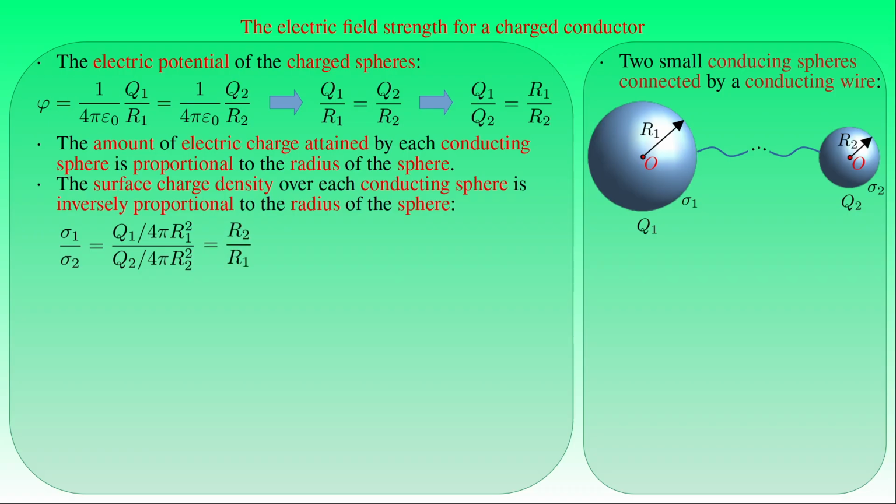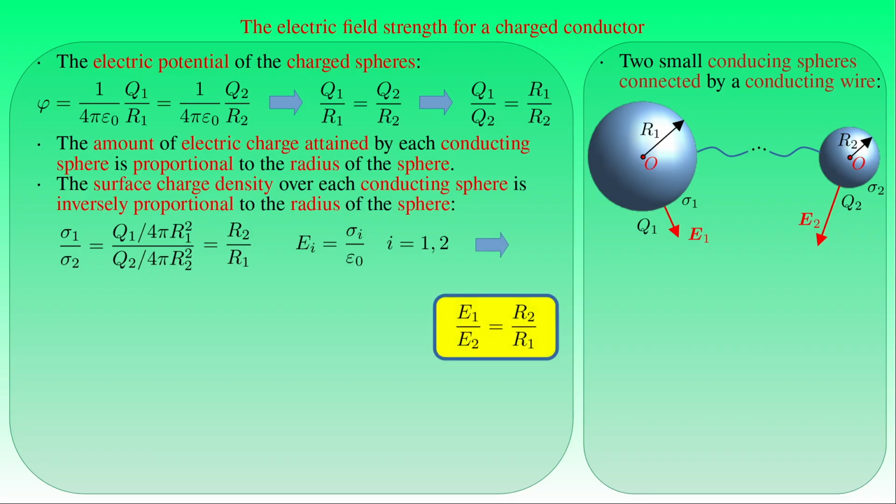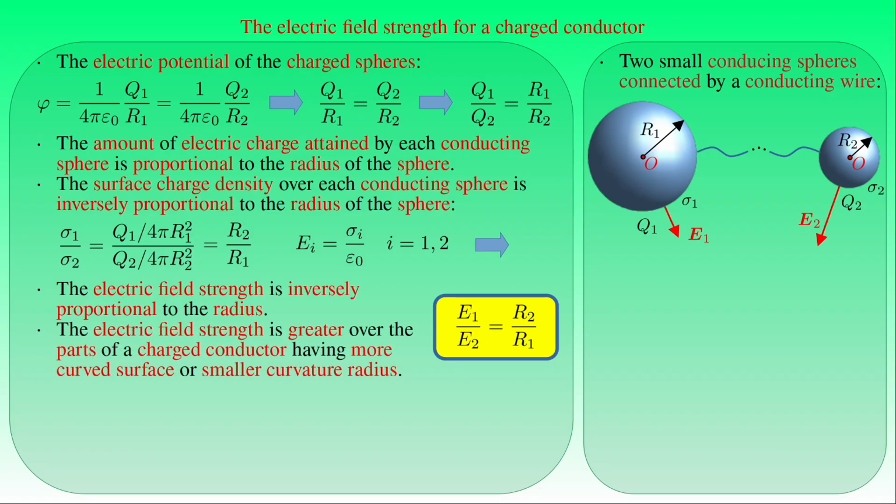Since the magnitude of the electric field strength produced by a charged conducting surface is equal to the surface charge density over the surface divided by epsilon naught, we conclude that the magnitude of the electric field strength E sub 1 for the first sphere divided by the magnitude of the electric field strength E sub 2 for the second sphere is equal to the ratio of the radius r sub 2 of the second sphere to the radius r sub 1 of the first sphere. In other words, the electric field strength is inversely proportional to the radius and the field strength is greater over the parts of conductors having more curved surface or smaller curvature radius.